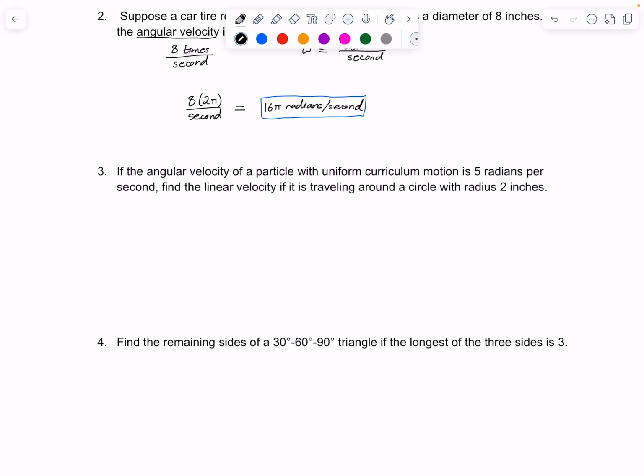Okay, if the angular velocity of a particle, so that's the radians per second, which it gives us, is 5. So omega equals 5. Find the linear velocity. The linear velocity we call v. V is equal to omega times the radius. So in this case, it's equal to 5, which is omega, times the radius, which is 2. That will give us 10 inches per second. And that is the linear velocity.